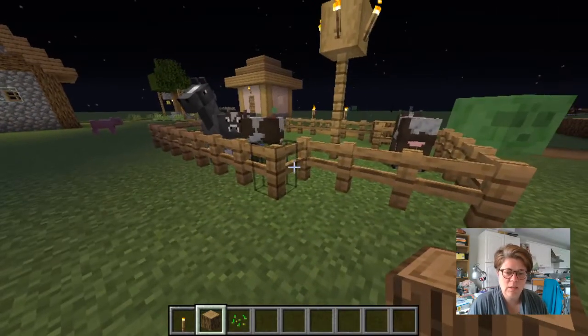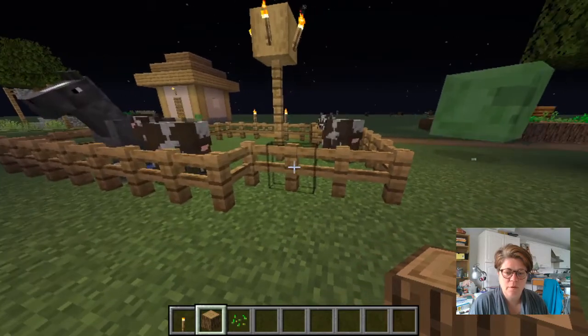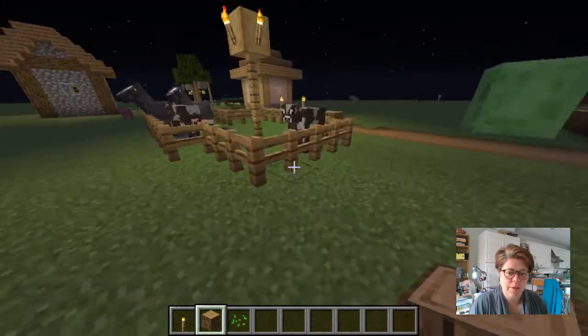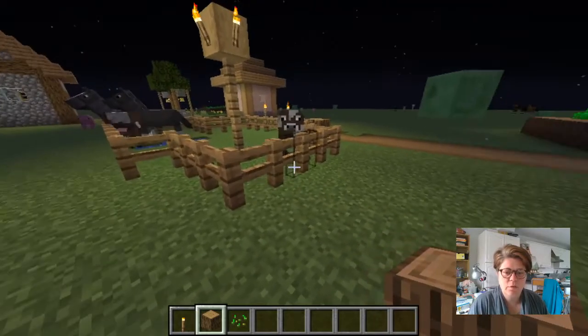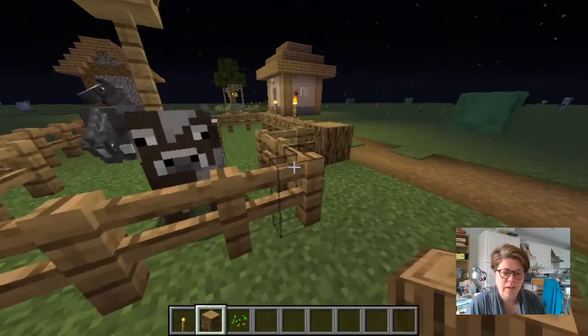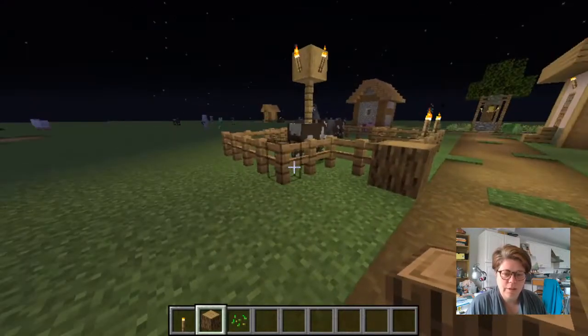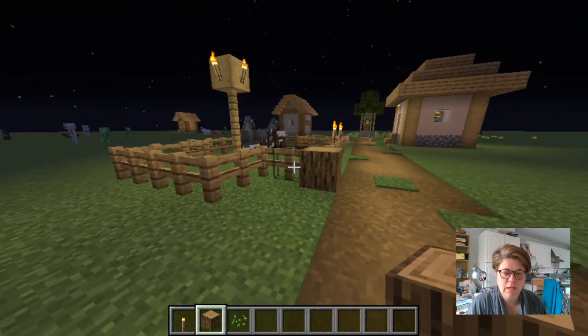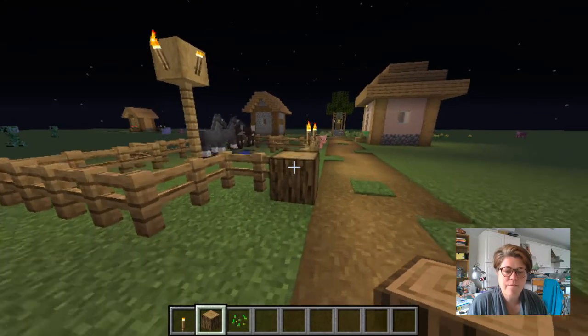25, 26 at this side here, 27, 28, 29, 30, all the way round, 31, 32, 33, 34, 35, 36, 37, 38, 39, and we're back to the beginning again, 40.